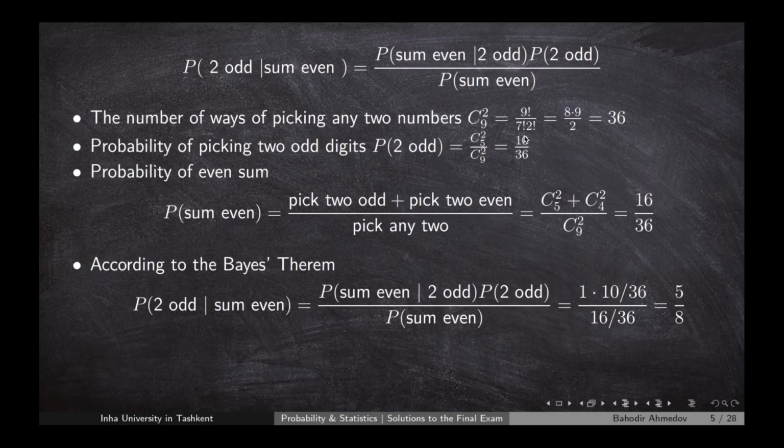I'm going to put this here. And the probability of choosing the sum to be even is 16 over 36. And I'm going to put it here. And I will get the same answer as in the previous method.